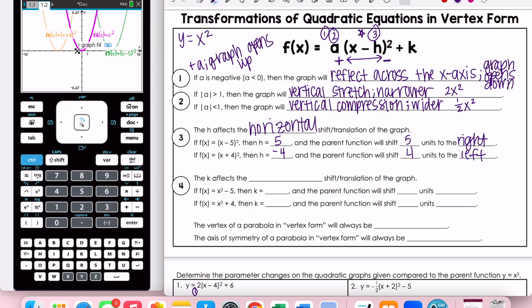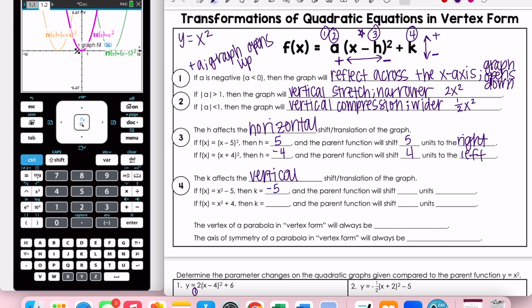Now, the last spot we want to go ahead and look at is the value of k. Now, there are no tricks with k. So the k affects the vertical shift of your graph. So here we are either going up or down. If you have a plus sign, we're going up, and if we see a minus sign, we are going down. So if f of x equals x squared minus 5, then k equals negative 5.